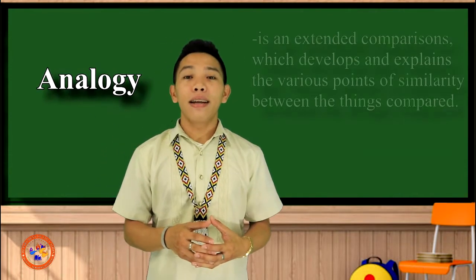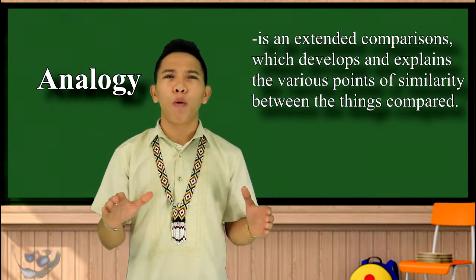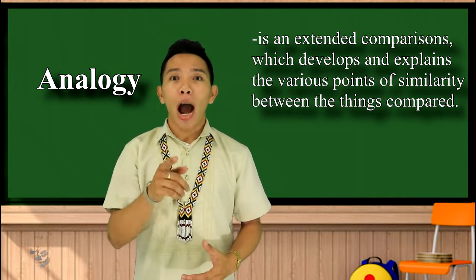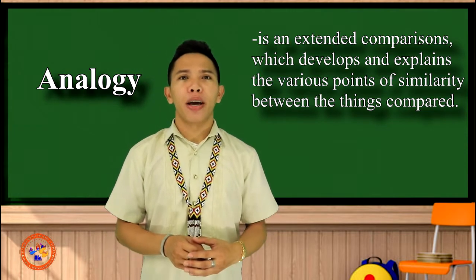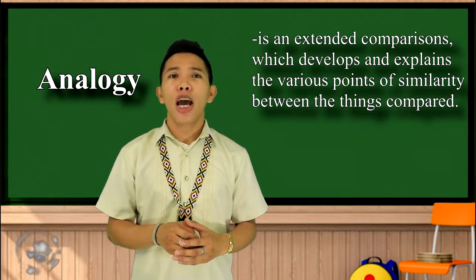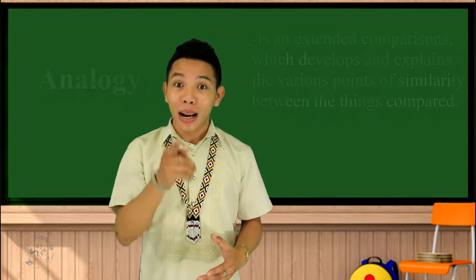Now, let's discuss another type of literary device: analogy and personification. An analogy is an extended comparison which develops and explains the various points of similarity between the things compared. Writers often use analogies to relate an unfamiliar experience or set of circumstances to some other condition that will be more familiar to readers. Here is an example of an analogy.